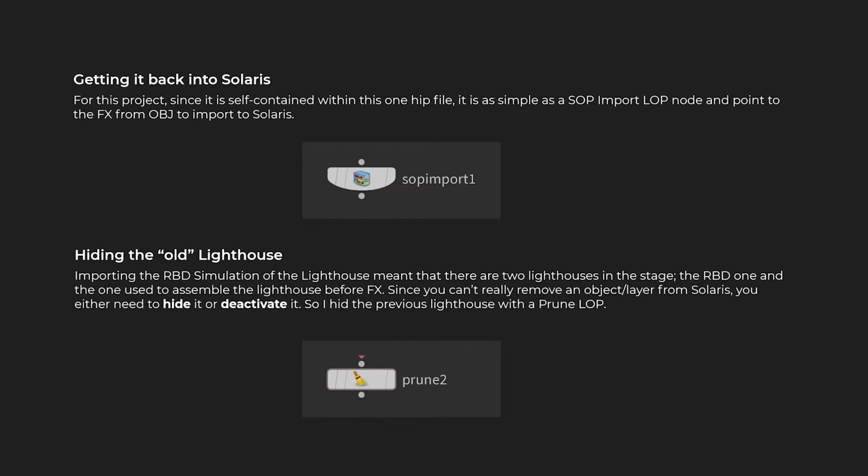So I wanted to hide the old one or deactivate it because you can't really delete or remove a primitive that's already within LOPs, within Solaris. You can't actually delete it. So the way to do things is you hide it or deactivate it, which is why I use this prune. And I hid the previous lighthouse before the simulation and the effects and all that.